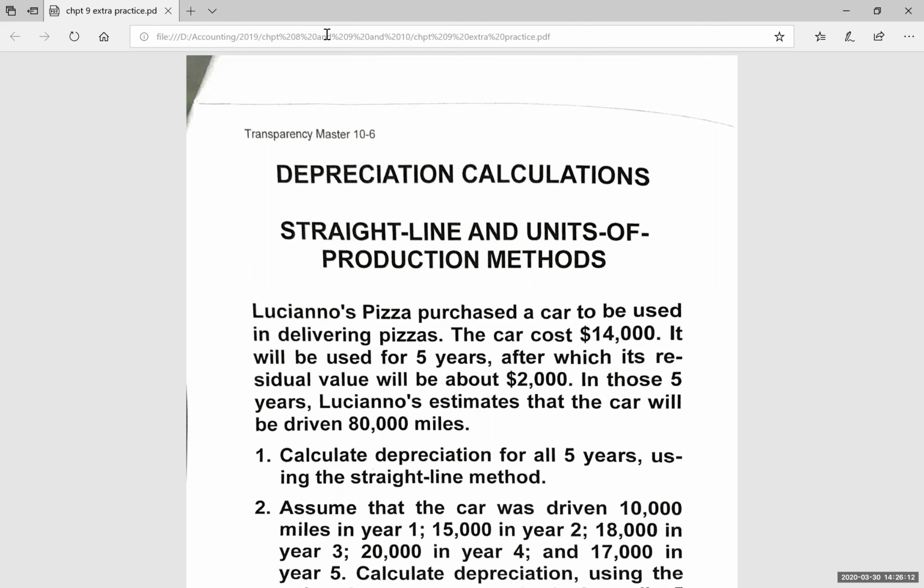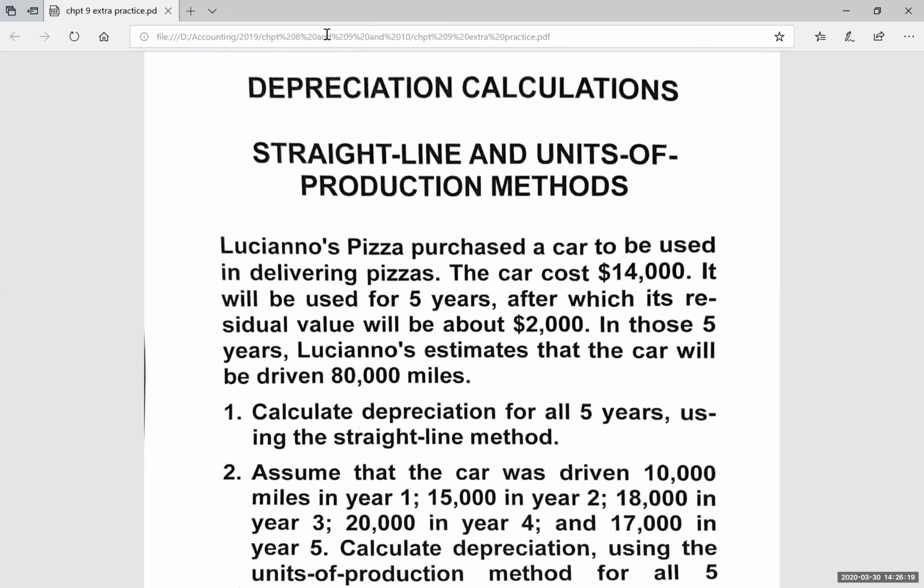Hey guys, this is Mrs. Scherenberg, and this is the extra lesson that goes along with Chapter 9. We're going to do the straight line and units of production method, and then we're also going to do the double declining method.